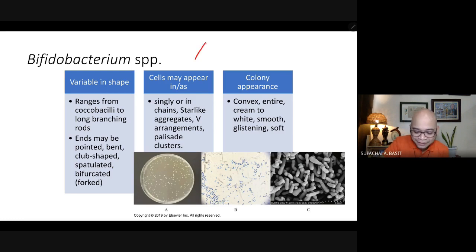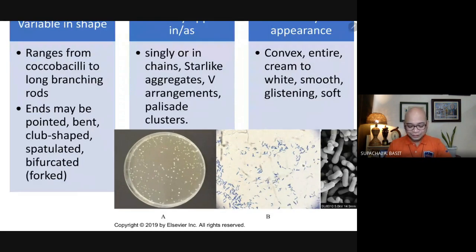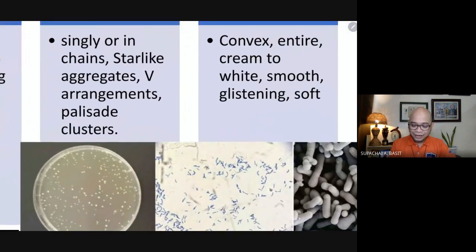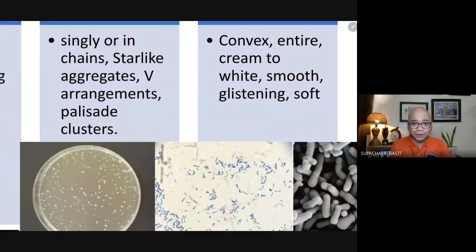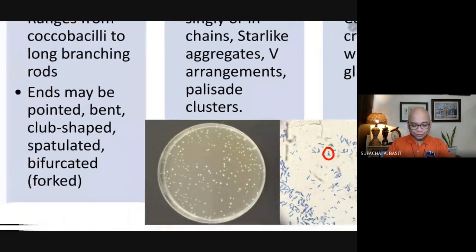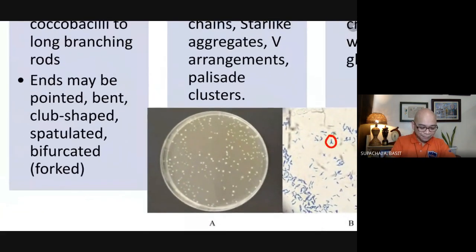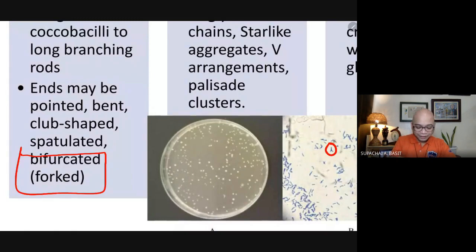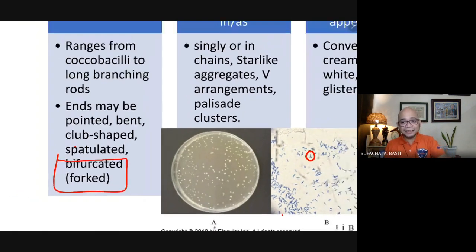When you say palisade, they are a side-by-side arrangement. The colonies are characterized by cream to white, smooth, glistening, soft colonies. So this is the Bifidobacterium. When you say bifido, bifurcated, fork. That is the characteristic of Bifidobacterium.